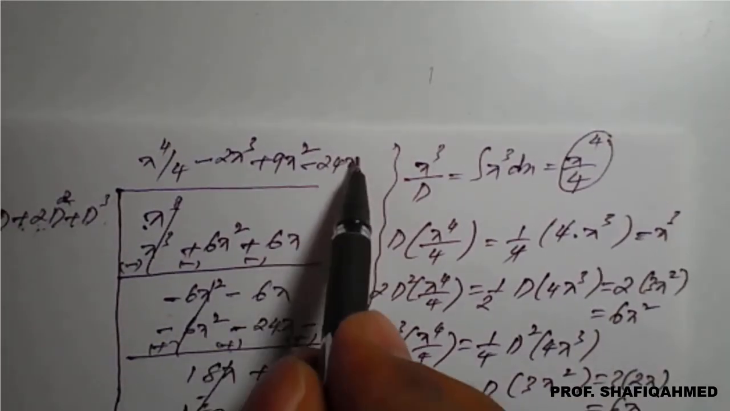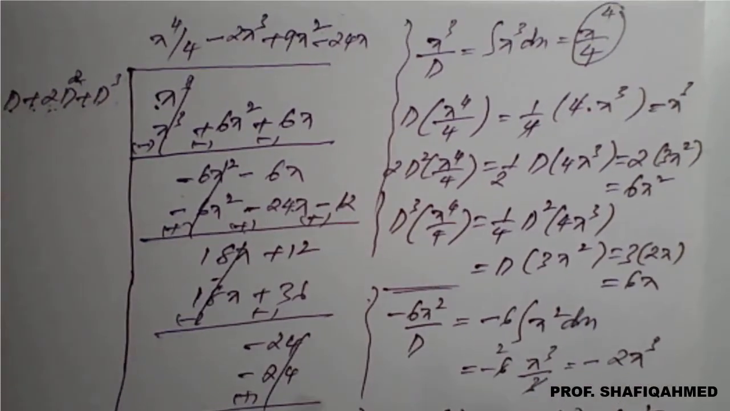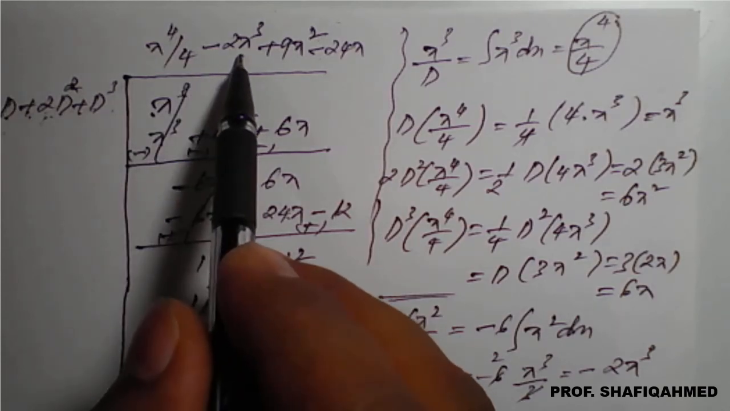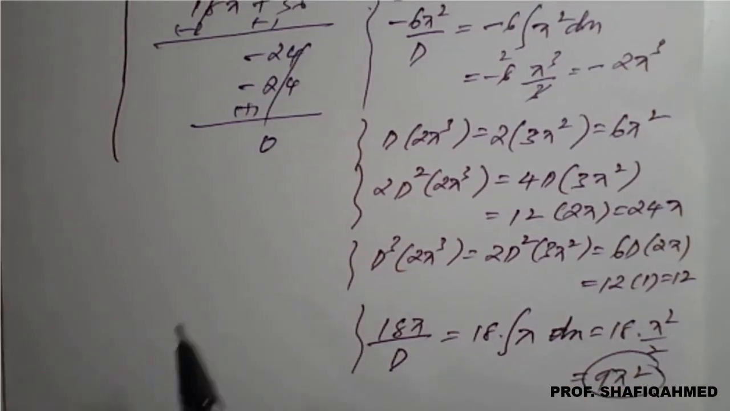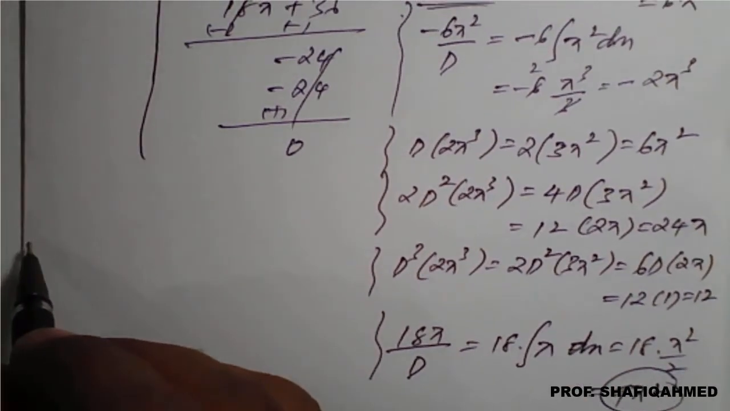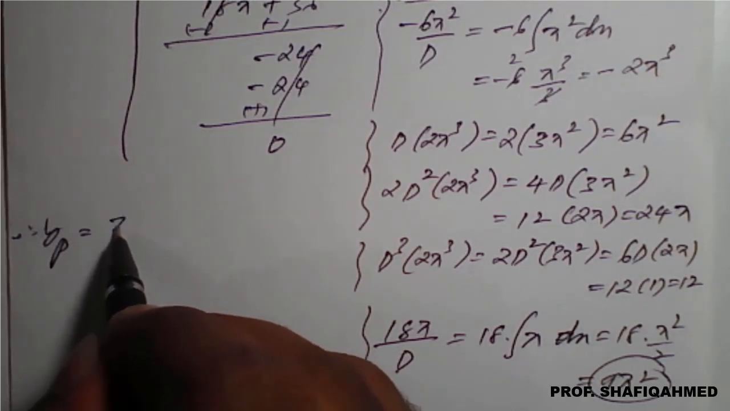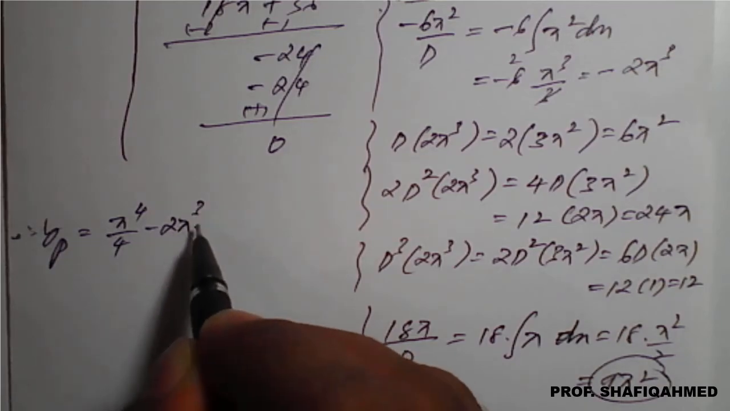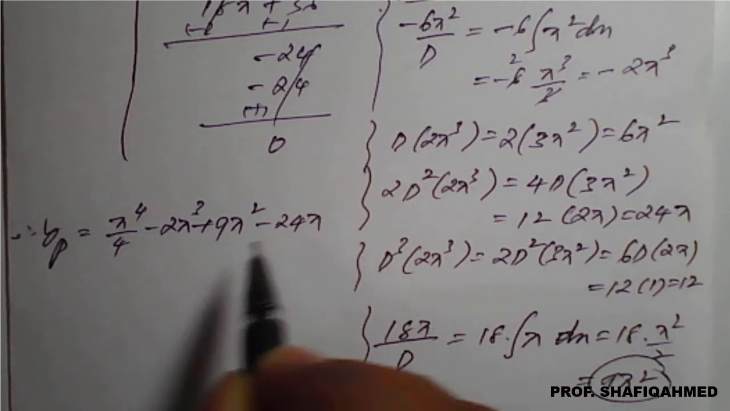So here what we got, the quotient, that is nothing but a particular integral. So therefore the particular integral is x raised to 4 upon 4 minus 2x cube plus 9x square minus 24x, which is nothing but yp. So therefore the particular integral is x raised to 4 upon 4 minus 2x cube plus 9x square minus 24x.